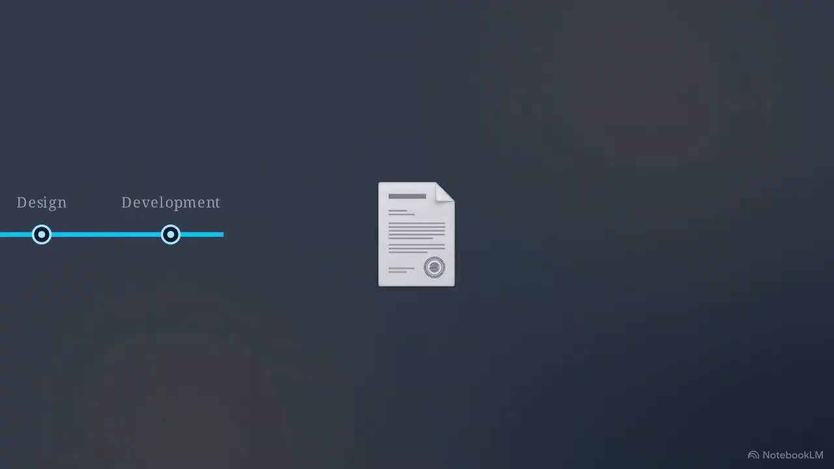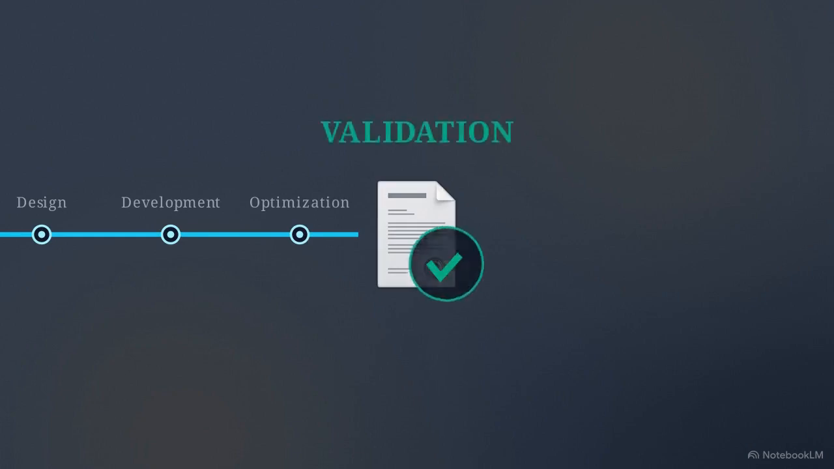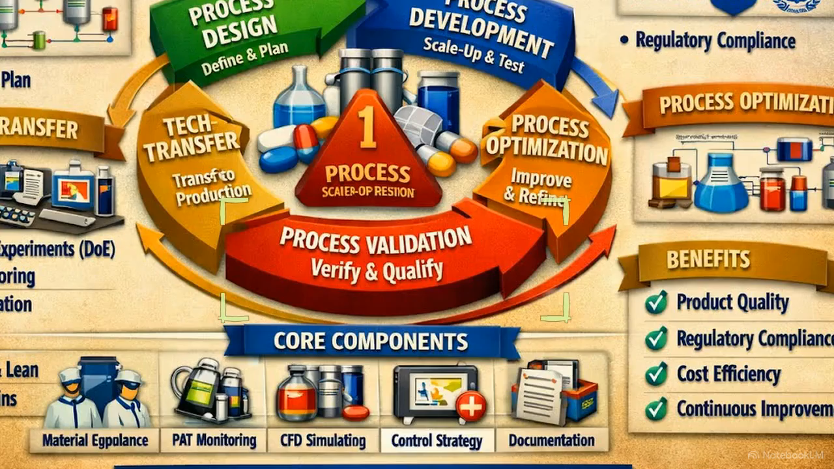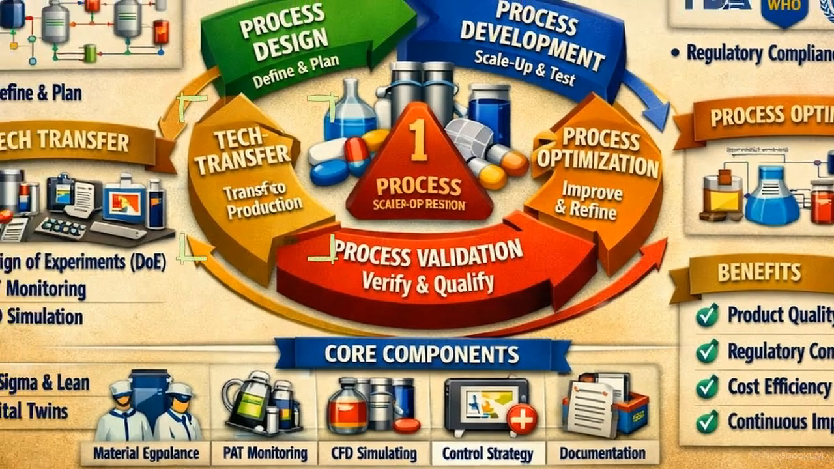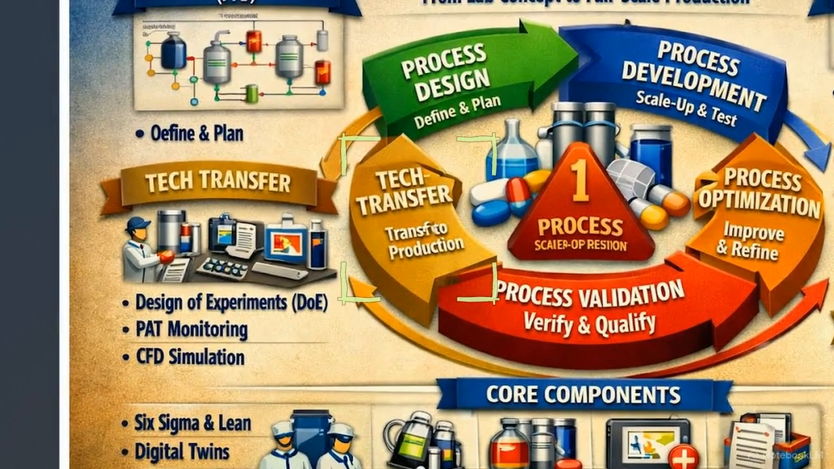Before full-scale manufacturing can begin, the entire system must pass through a final regulatory checkpoint. This is process validation. To satisfy regulators, manufacturers must prove the process is consistent by meeting every specification across multiple consecutive batches. Once validated, the process enters technology transfer.